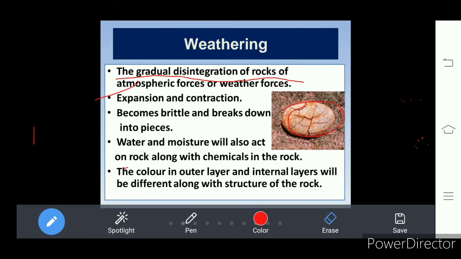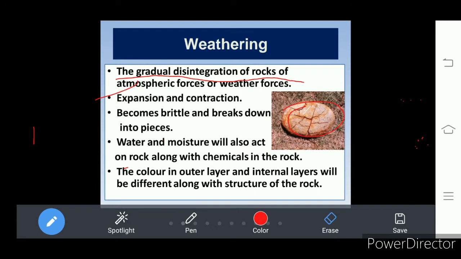So wind and water work on the rocks due to the force given by wind and water. The rock's primary layer, that means the top layer of the rock, breaks up and gradually disintegrates into small pieces, and that process we call here weathering. Understand? So what is weathering? The gradual disintegration of rocks by atmospheric forces is called weathering.